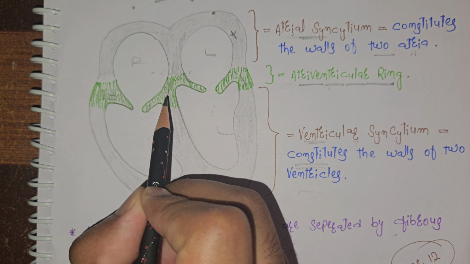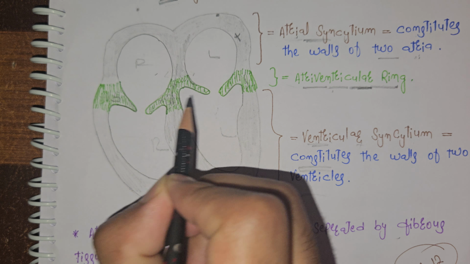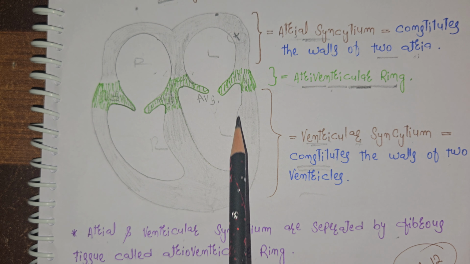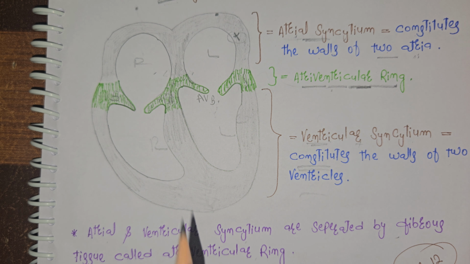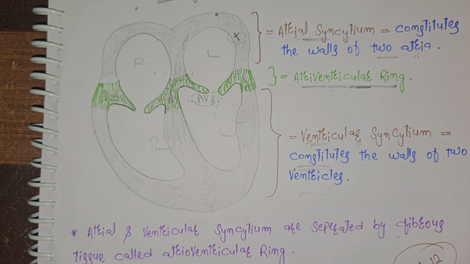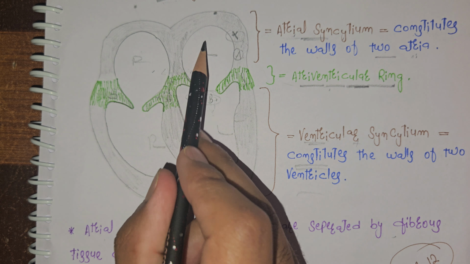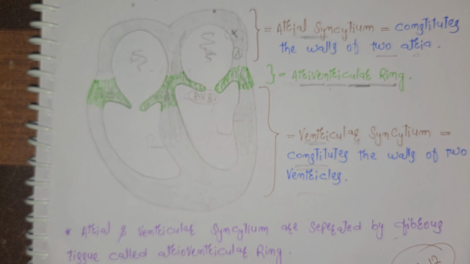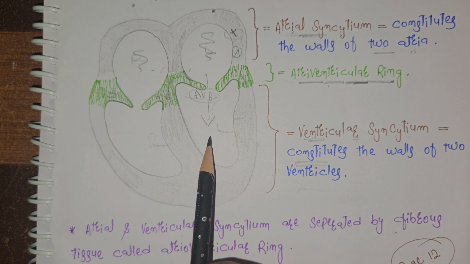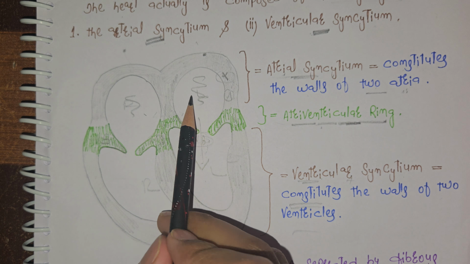In this fibrous tissue, in this atrioventricular ring, there is the presence of the AV bundle. That AV bundle conducts the electrical impulses from atria to ventricles. The fibrous tissue does not conduct the electrical impulses, but the AV bundle conducts them from atria to ventricles. What is the importance of this AV bundle? It allows the contraction of the atria first. Blood is in the atrium. When the atria contract, all the blood goes to the ventricles. When all the blood goes into the ventricles, the atria relax and the ventricles contract. So the atria need to contract first, before the ventricles.